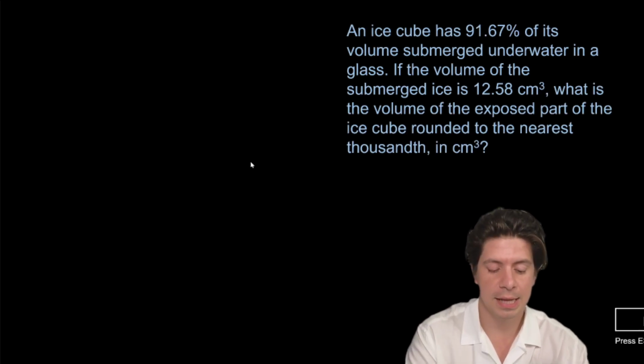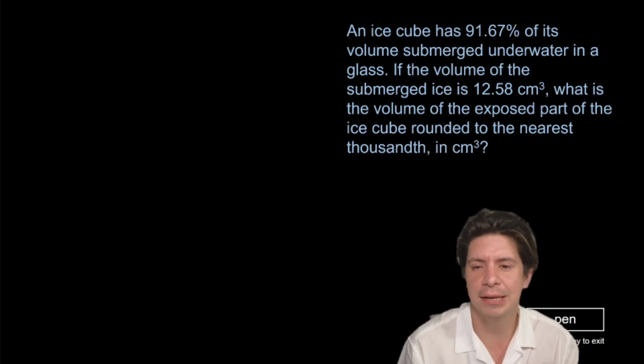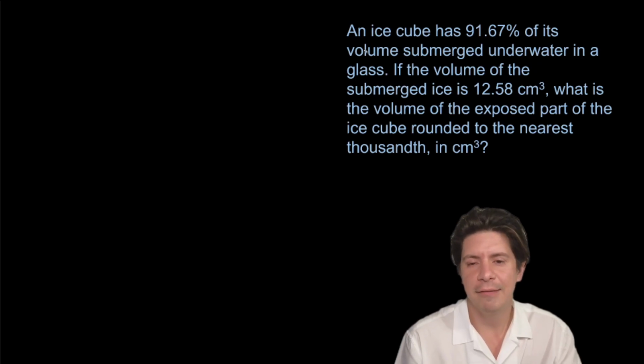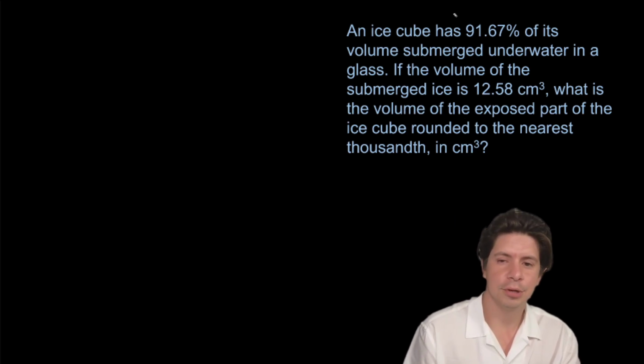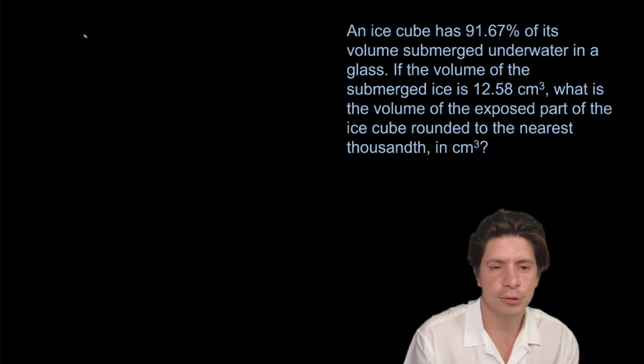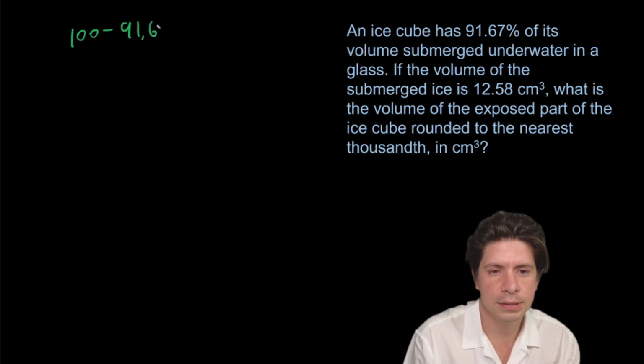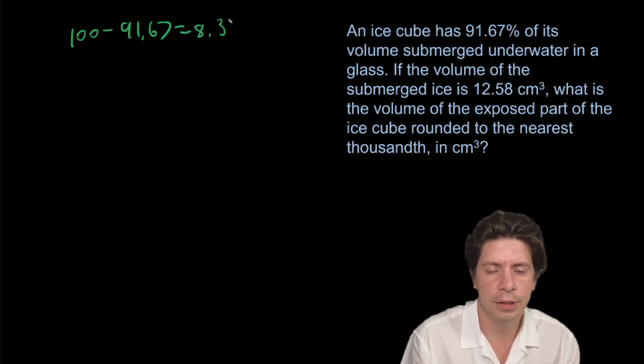Okay, this one's a classic proportion question. An ice cube has 91.67% of its volume submerged under water in a glass. If the volume of the submerged ice is 12.58 centimeters cubed, what is the volume of the exposed part of the ice cube rounded to the nearest thousandth? So let's find the exposed part by doing 100 minus 91.67, and that's going to equal 8.33.